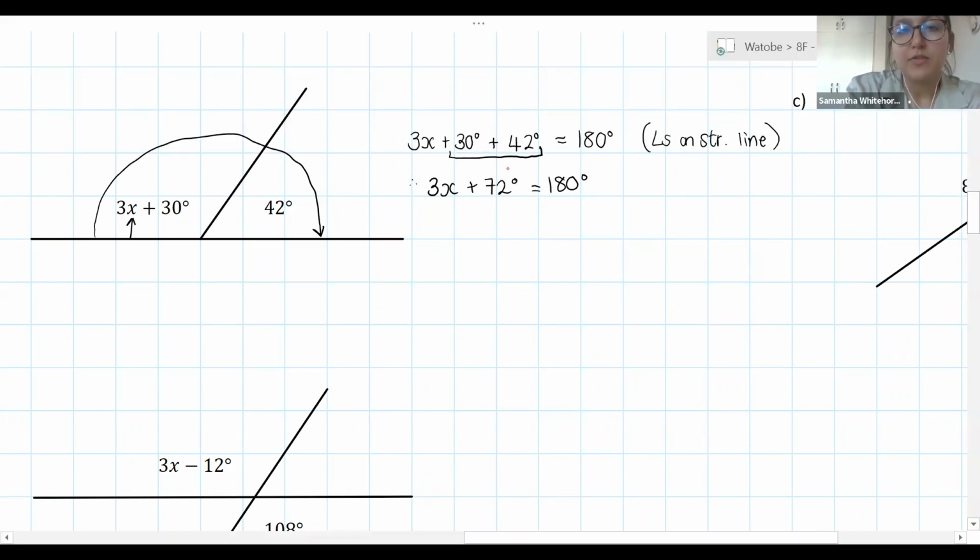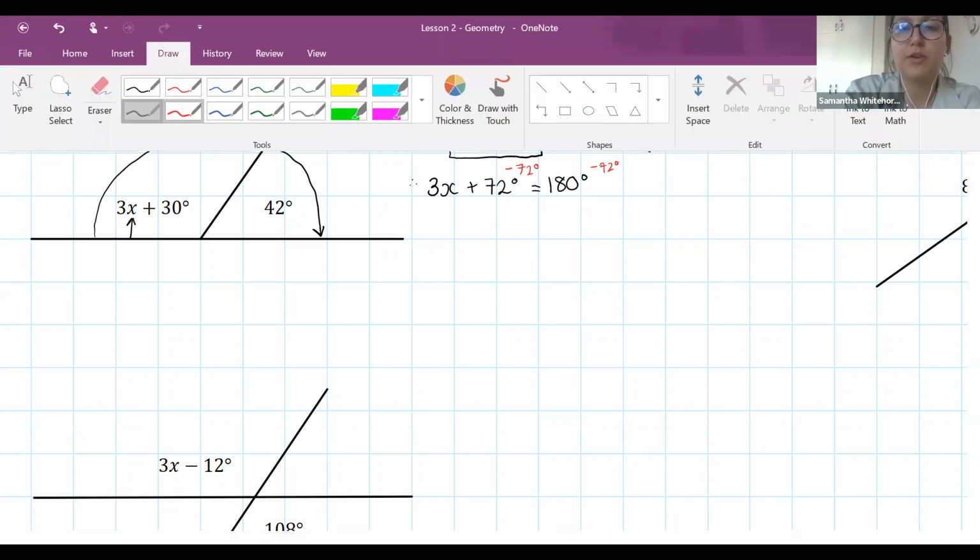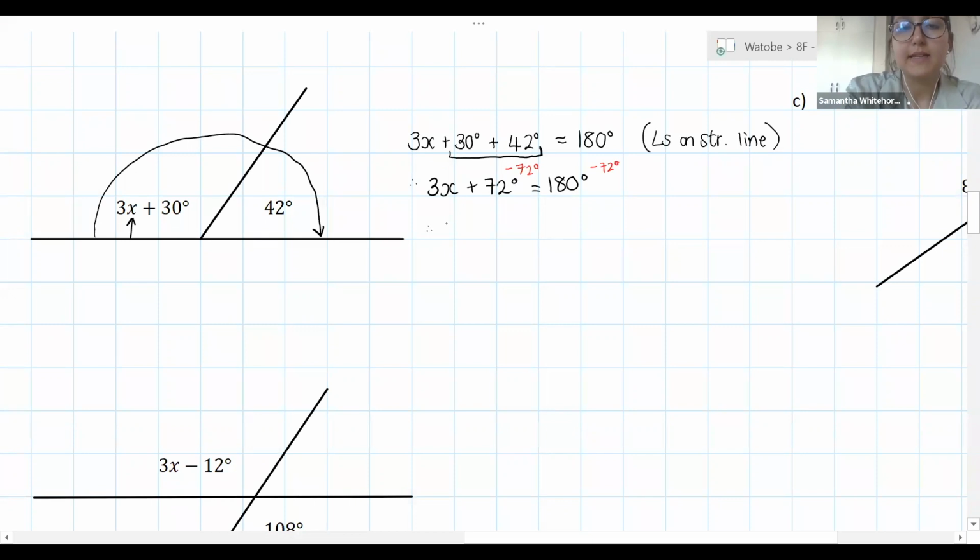Now I'm going to use my inverse operations and say, okay, let me subtract 72 on both sides. I need to subtract because it is the opposite of what the original operation was, which was plus. And so I've got 3x is equal to 180 minus 72. Right, you just do that on your calculator. I want to say it's 108 degrees, but my mental maths today is a little bit dodgy. 108 degrees. We subtract the 72 and we get 3x is equal to 108 degrees.